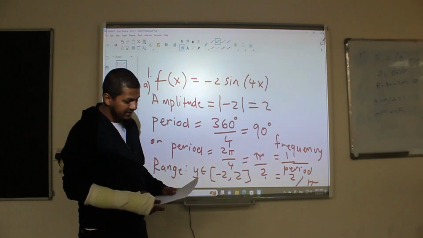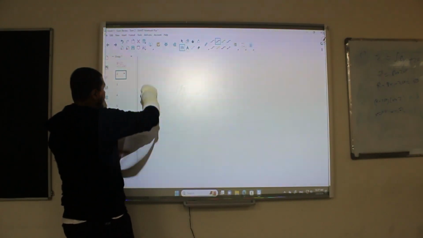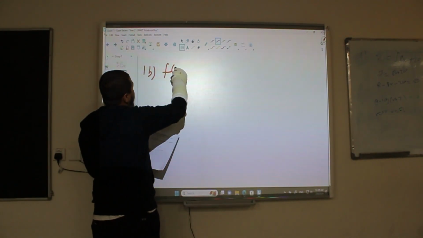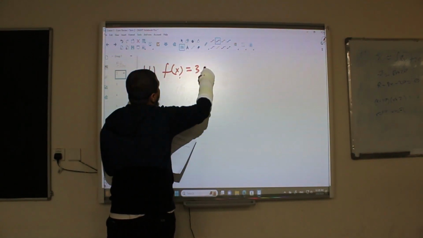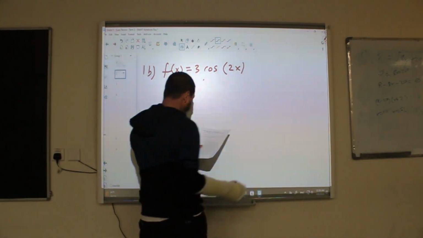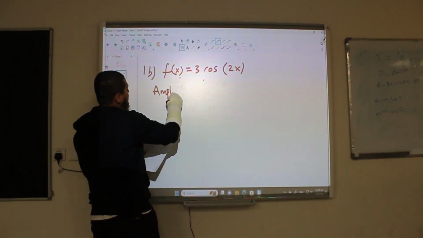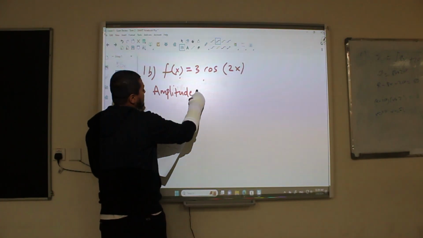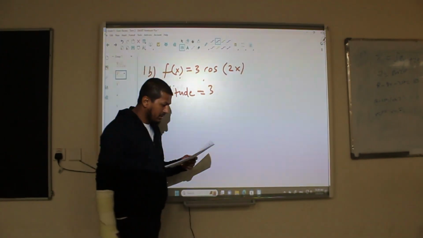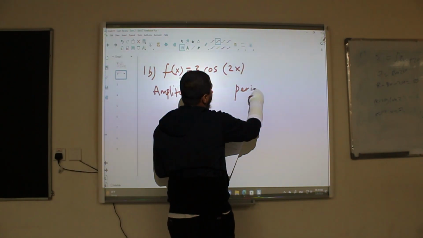Next we have a different function, which is 3 cos 2x. So f of x is equal to 3 cos 2x. Again, they're asking us the same questions, but this is a different example. The amplitude is the number in front, so we have 3. Next thing is the period, which we'll write on the side here.